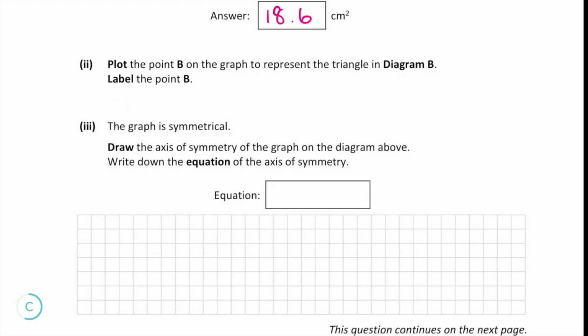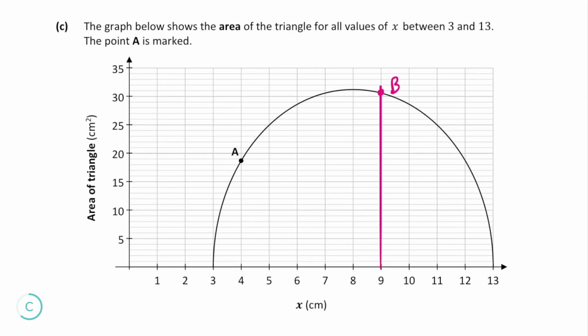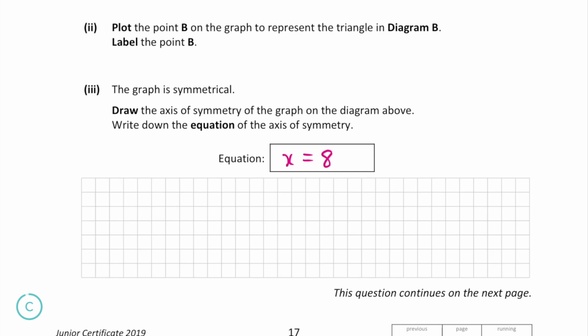In part 3, we have to draw the axis of symmetry of this graph and write down its equation. One way you can do this is by simply looking at the curve and seeing where it turns around at the highest point, and then drawing a vertical line straight down from this. Another way to think of it is by looking at the x-axis and realizing that the difference between 3 and 13 centimeters is 10 centimeters, so the axis of symmetry would be halfway between this, which is 5 centimeters either side, which gives us 8 centimeters. So the axis of symmetry is the vertical line at 8 centimeters. The equation of the axis in this case is x is equal to 8, since the x value is constant.